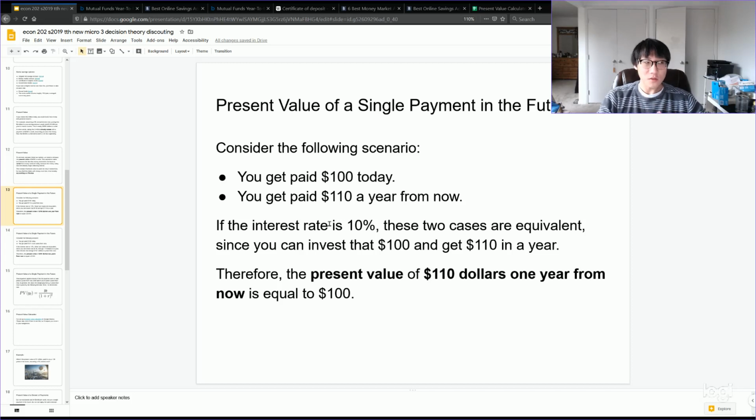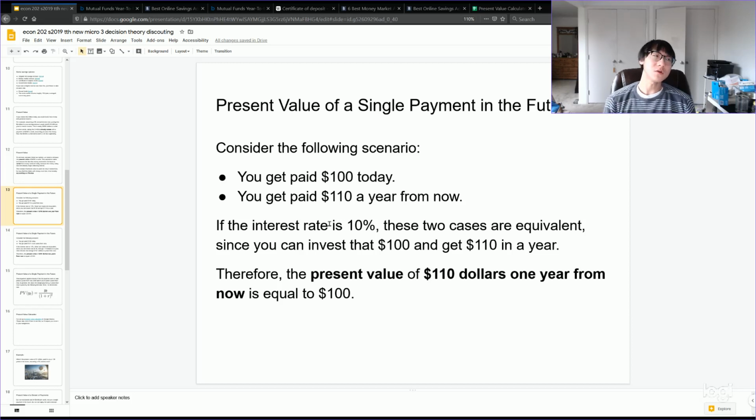Now, if the interest rate is 10%, then these two situations are equivalent to each other because you can take that $100 you received today, invest it at a 10% rate, and get $110 a year from now. So either way, you're getting $110 a year in the future. Therefore, we would say that the present value of $110 1 year from now is equal to $100, because $100 invested at a 10% rate would be equal to $110 in 1 year.